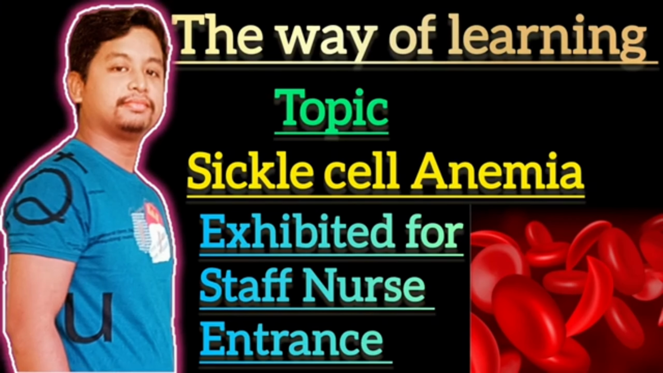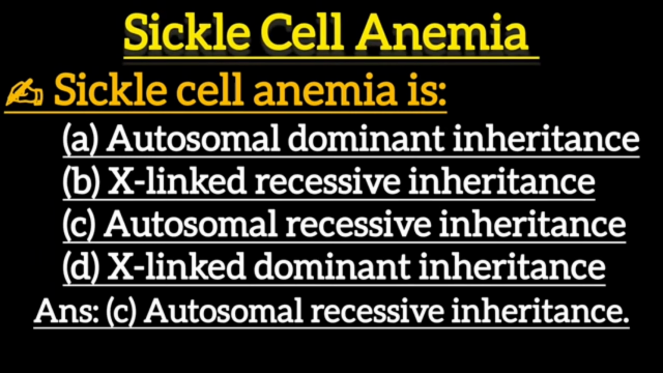The way of learning. Today's topic is sickle cell anemia, exhibited for stubborn interns. Sickle cell anemia. First question: sickle cell anemia is option A autosomal dominant inheritance, option B X-linked recessive inheritance, option C autosomal recessive inheritance, option D X-linked dominant inheritance. Correct answer is option C autosomal recessive inheritance.